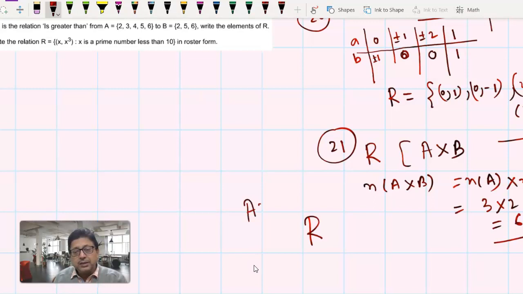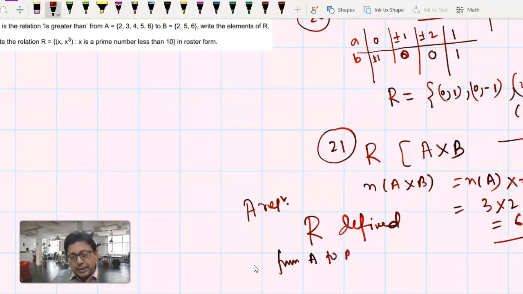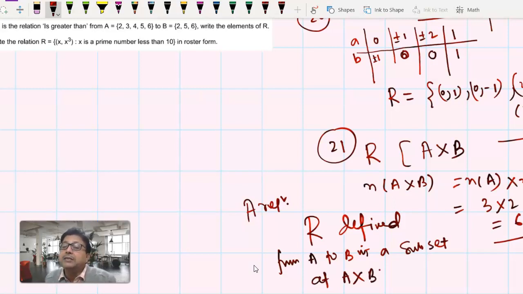Relation R defined from A to B is a subset of A cross B. Okay, but here A cross B contains how many elements? A cross B contains 6 elements.